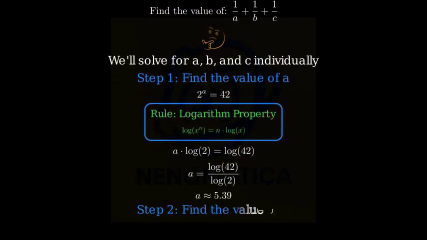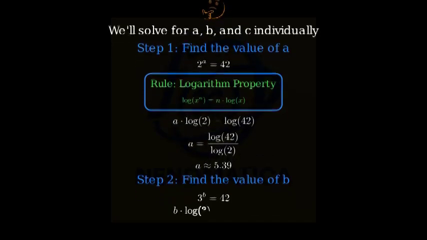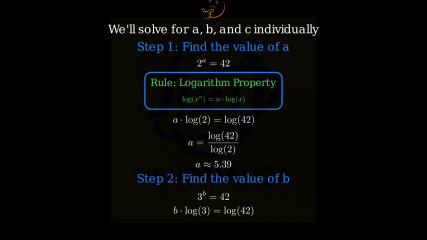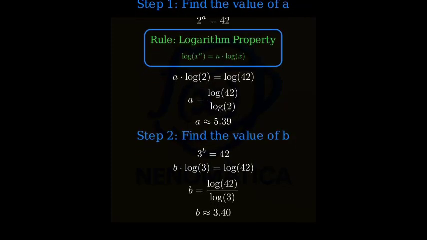Next, let's solve for b. We have 3 to the power of b equals 42. Taking the logarithm of both sides, we get b times log of 3 equals log of 42. Solving for b, we get b equals log of 42 divided by log of 3. This means 3 to the power of b equals 42, so b is approximately 3.4.